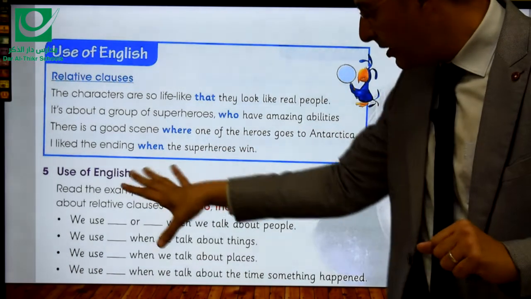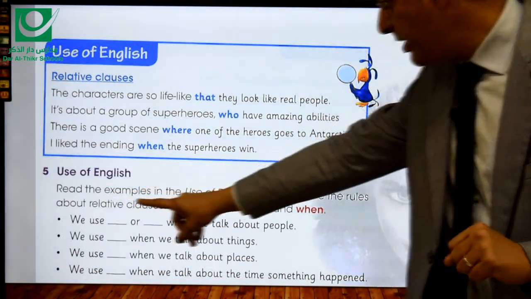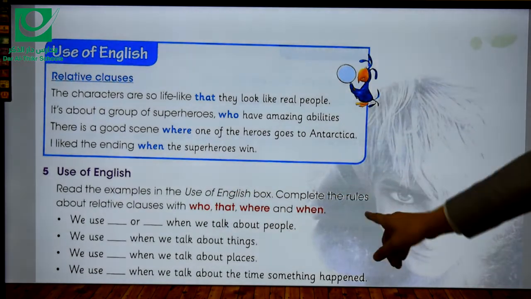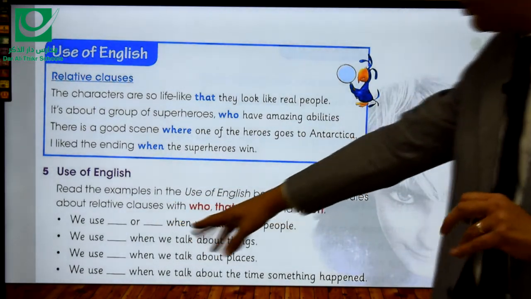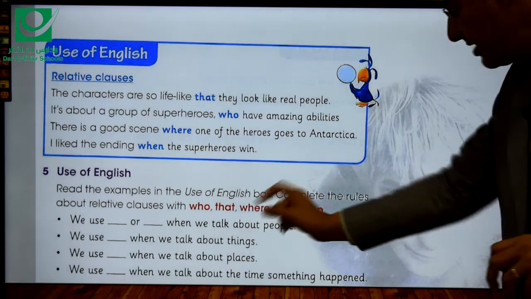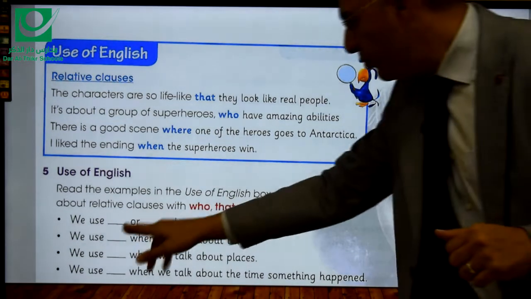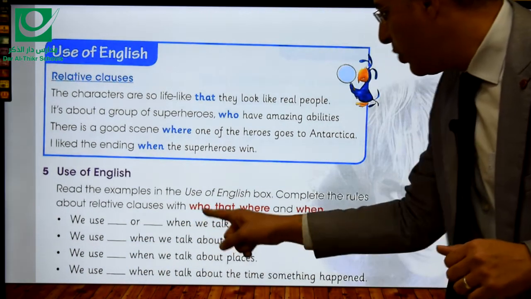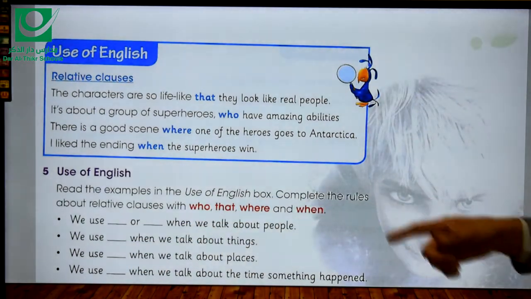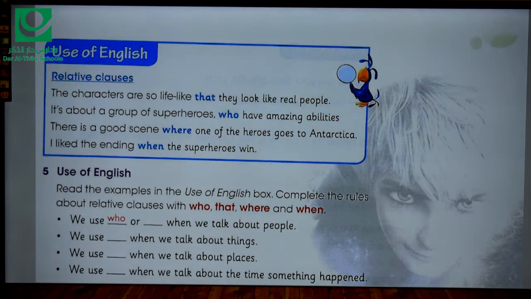Okay, the use of English. Let's do this activity first. Read the examples in the use of English box. Complete the rules about relative clauses with who, that, where, and when. Help me. We use who or that when we talk about people. Yes, you remember, we use who or that when we talk about people.